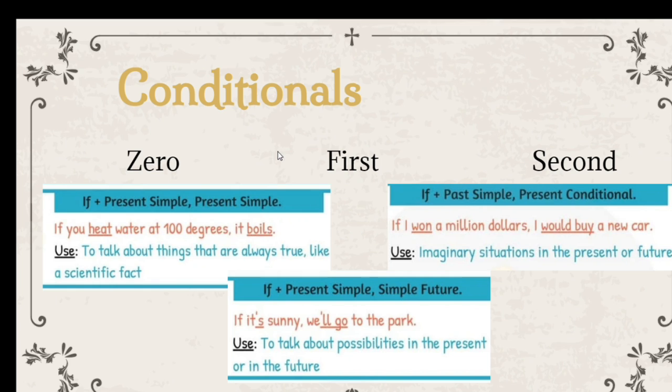The zero conditional is used to talk about things that are always true, like a scientific fact. The first conditional is used to talk about possibilities in the present or in the future. That's why you can use present simple or simple future. And the second conditional is used for imaginary situations in the present or in the future.